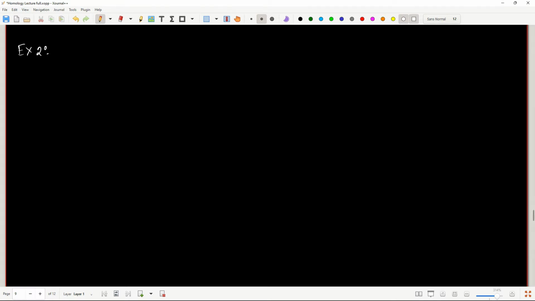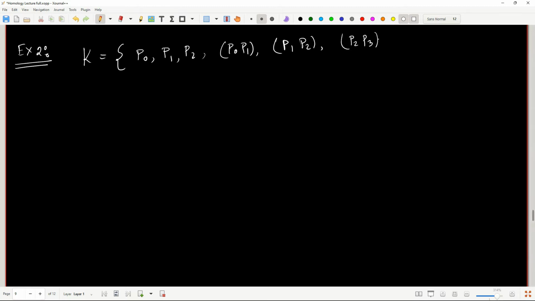This is example 2, and we have a simplicial complex as follows: p0, p1, p2. Then I have p0, p1, p1, p2, p2, p3, like this. And at first we will try to compute the zeroth homology group. So let me break it down like this: computation of H0 of k.